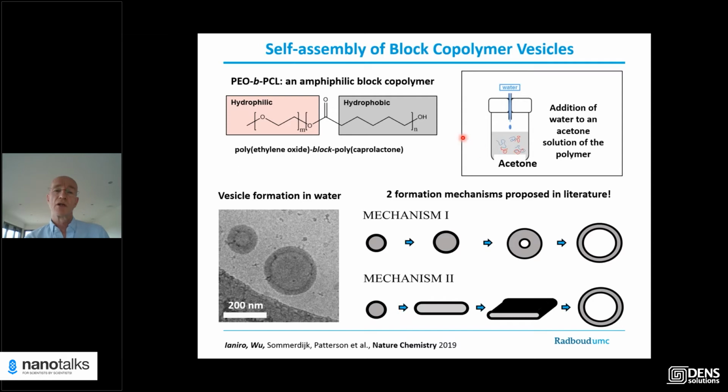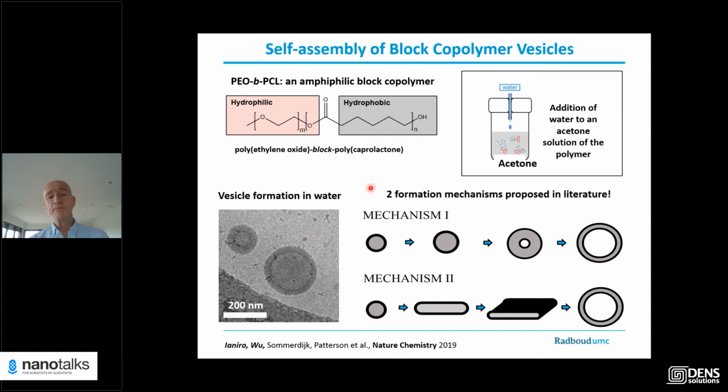The block copolymer is an amphiphilic block copolymer. That means that the hydrophilic part dissolves well in water, and the hydrophobic part, the polycaprolactone, does not. So when we start in acetone, we have a homogeneous solution. But when we start adding water, we create a situation where this part of the block copolymer no longer wants to be dissolved. In the end, the hydrophobic parts will all cluster together, forming the membrane of the vesicle.